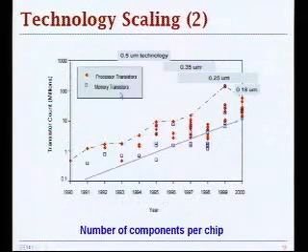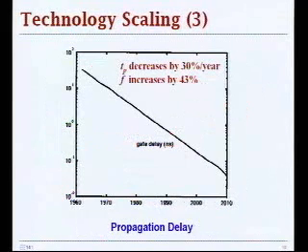Another metric you can evaluate for this technology scaling is the number of components per chip. What's shown here is the number of transistors used in the processor, and also the number of memory transistors over here in blue. That has also been going on at a really spectacular rate, following this exponential trend over time.